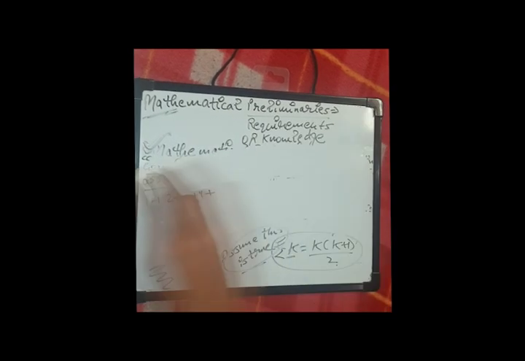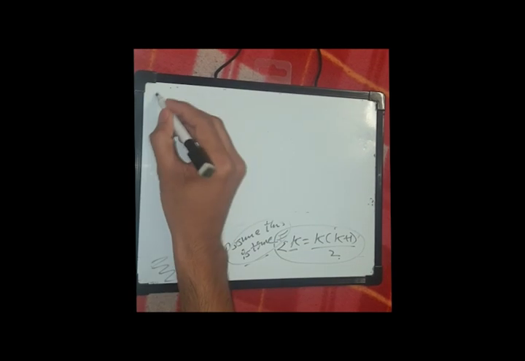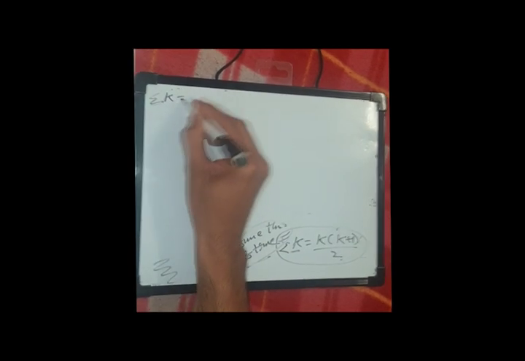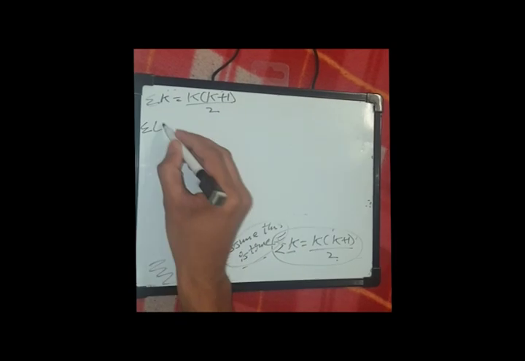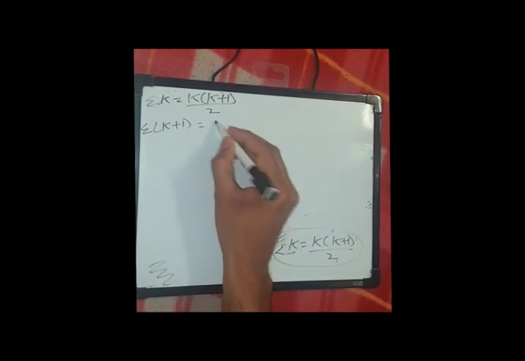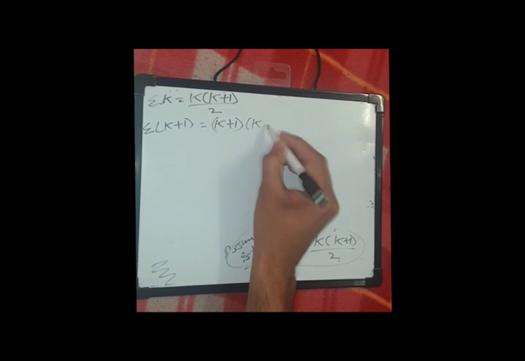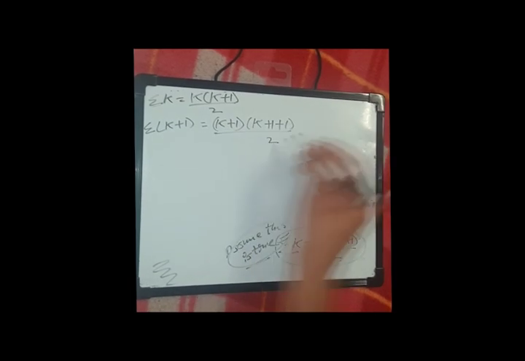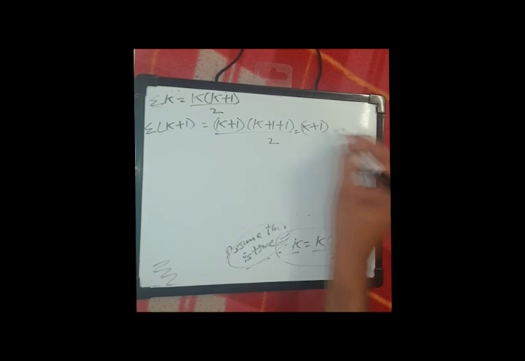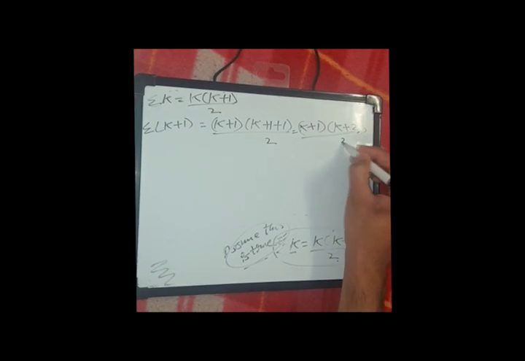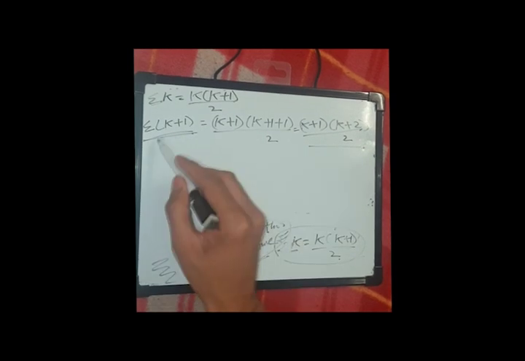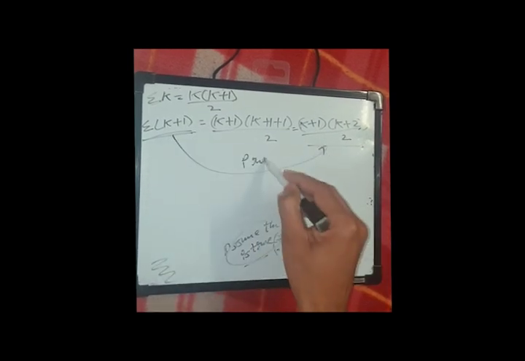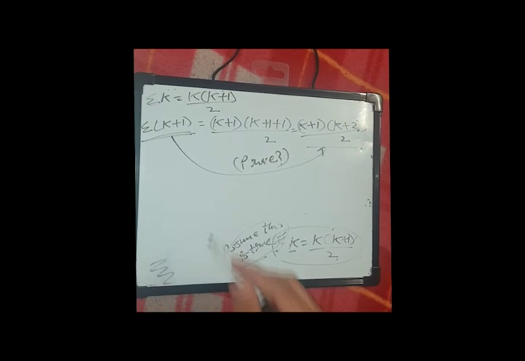So let's see. We have assumed that the summation up to k equals k into k plus 1 by 2. Now we're gonna prove that for k plus 1, this should be equal to k plus 1 into k plus 1 plus 1 by 2. I just put this into the formula, and here we go. So we need to prove that this equals this. How can we prove this?